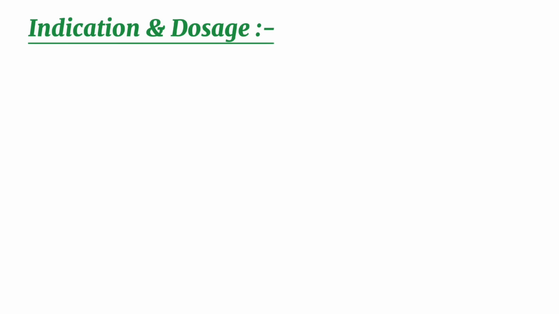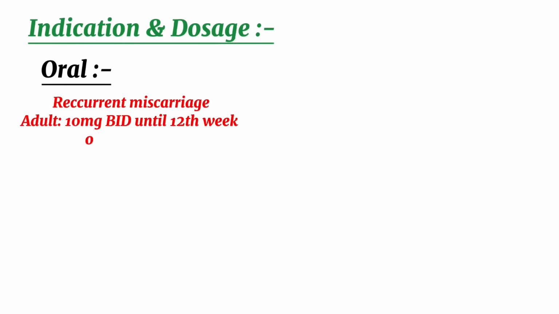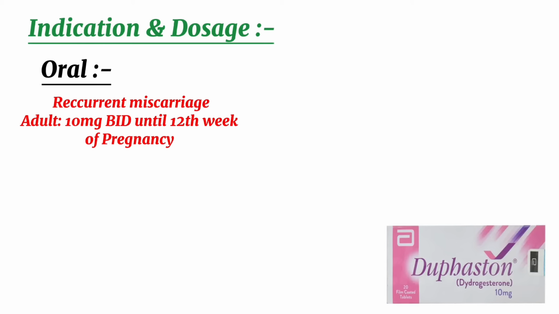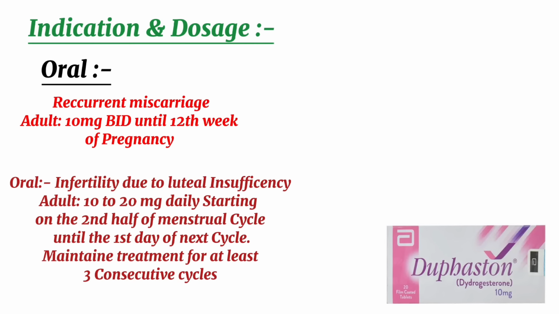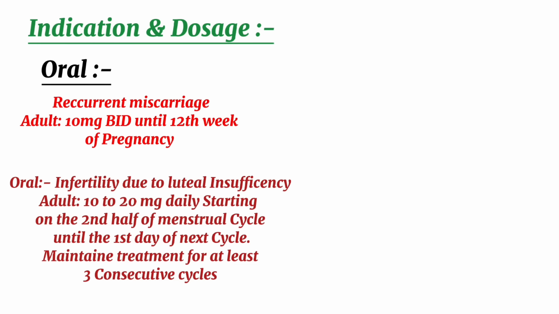Indication and dosage. Oral, recurrent miscarriage. Adults, 10 mg bid until the 12th week of pregnancy. Oral, infertility due to luteal insufficiency. Adults, 10 to 20 mg daily starting on the second half of the menstrual cycle until the first day of the next cycle. Maintain treatment for at least 3 consecutive cycles.